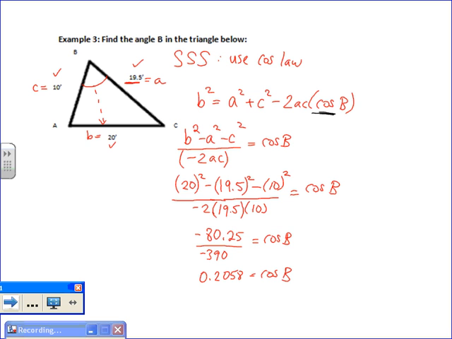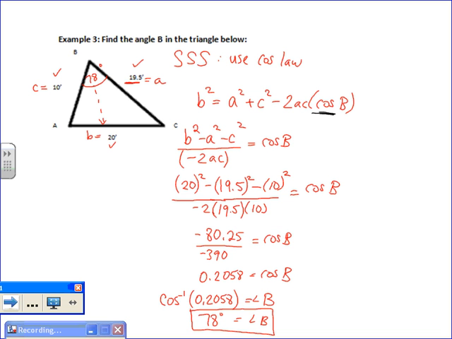I'm almost done. What I do want is just angle B here. So angle B is equal to the inverse cos of 0.2058. So I take the inverse cos of my ratio, and angle B is going to come out to be equal to 78 degrees. Okay, 78 degrees. There's my answer. And so 78 degrees, I can go ahead and put that into my triangle now.